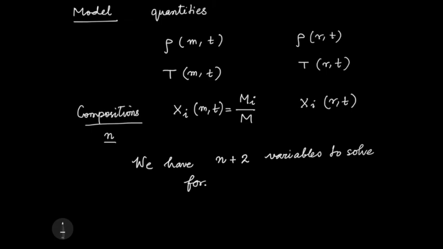There is one catch here. If I have n plus 1 compositional elements, then I have n plus 2 here, because if you look at xi, if I add all of xi, it should be 1. So that is a constraint. So I have n plus 2 variables to solve for.